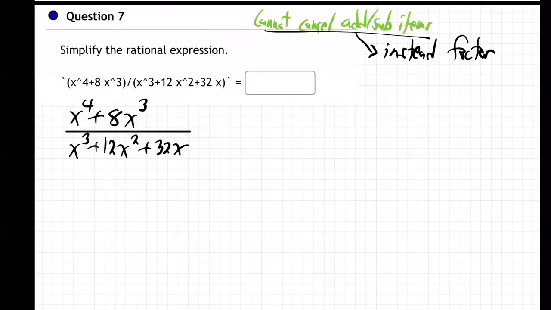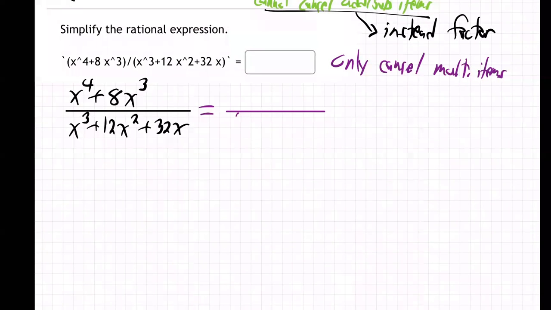And it says you can only cancel multiplied items. You can only cancel multiplied items. So, okay. So I got to factor the top and the bottom. Now, top's fairly easy to factor. Bottom will be harder. On the top, I'm going to take out x cubed. Right? They have x cubed in common, and that leaves x plus 8.